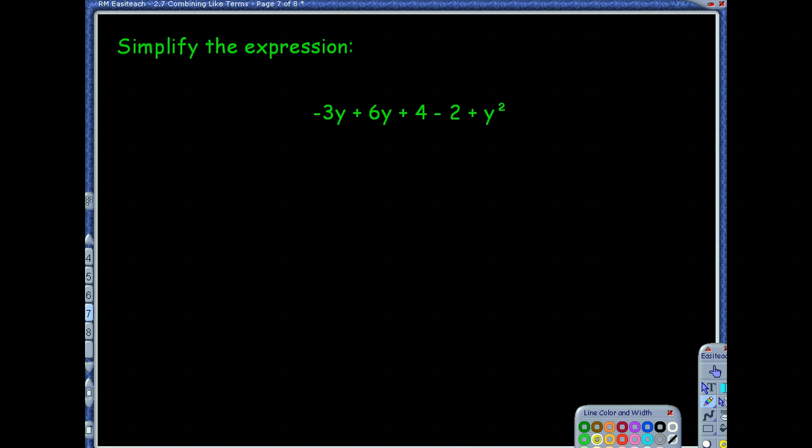For this next example, notice that I do have some y's, and I have some y squareds, and I have some constants. I want you guys to think about this on your own for me. Go ahead and hit pause, and then we'll go look at it in just a second.